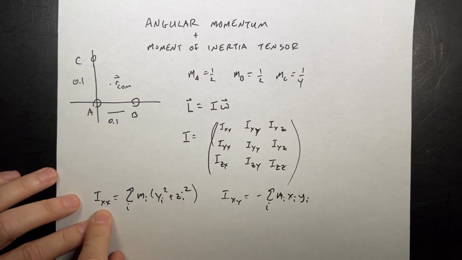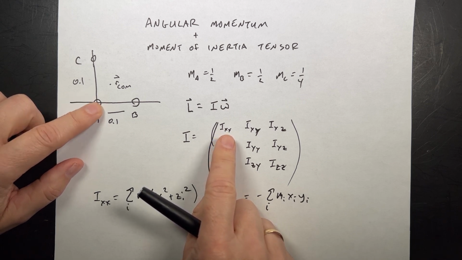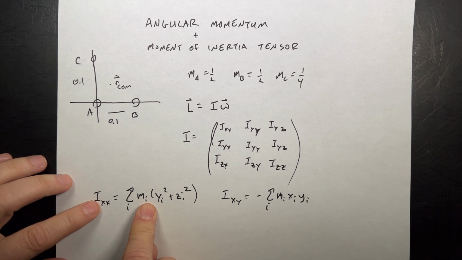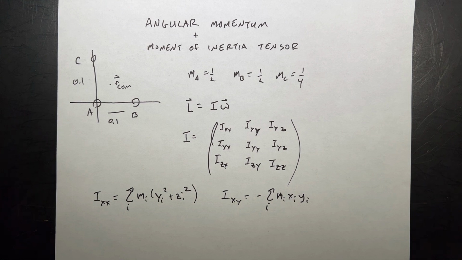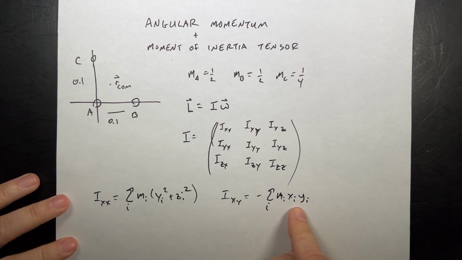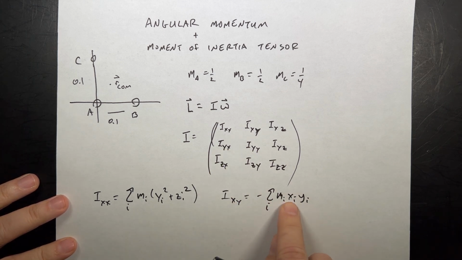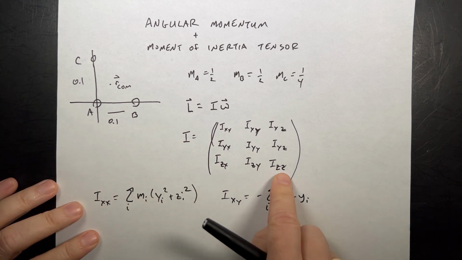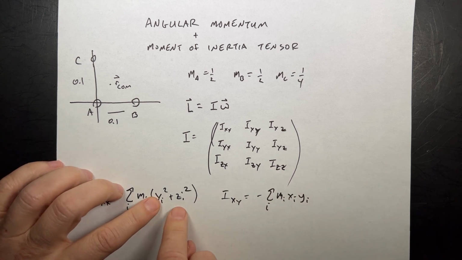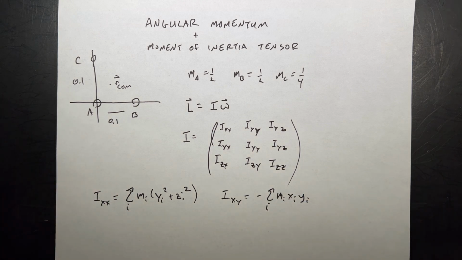For Ixx, we take each mass and multiply it by its y value squared plus its z value squared, and then add all those up. For something like Ixy, we take negative each mass times its x value times its y value and add all those up. We can do the same thing for Iyx, which would be the same, because if I flip the order of these two, I get the same thing. We can do this for Iyy: it's just going to be x squared plus z squared. For Izz, it's going to be x squared plus y squared. For Iyz, it's going to be y times z, and so forth. So we can do all this stuff.